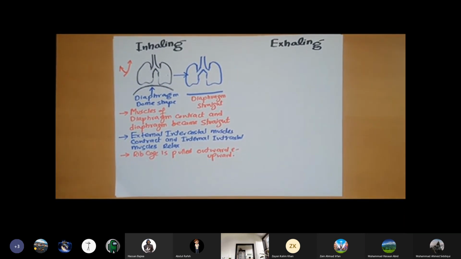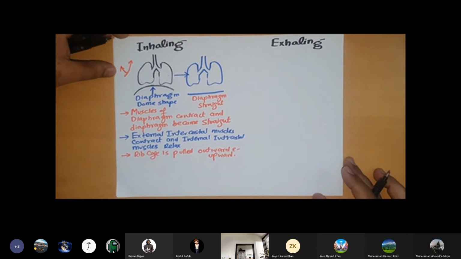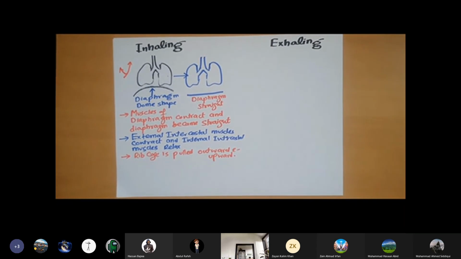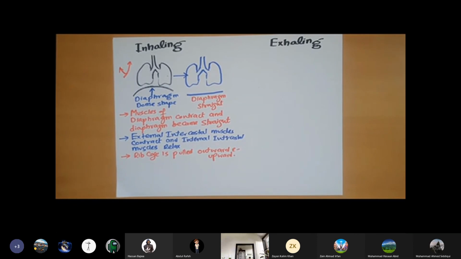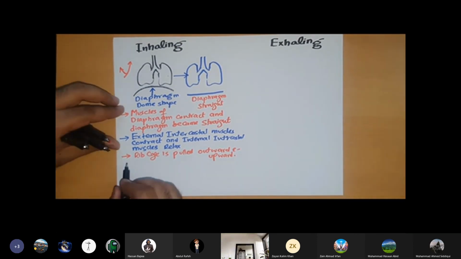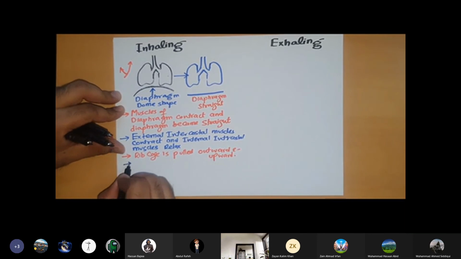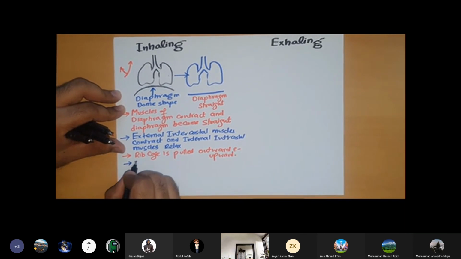So what will happen? There will be a gap between the lungs and the rib cage cavity, and a gap between the lungs and the diaphragm. Now because of this, what will happen? Something very, very interesting: inside the lungs the air pressure will decrease.